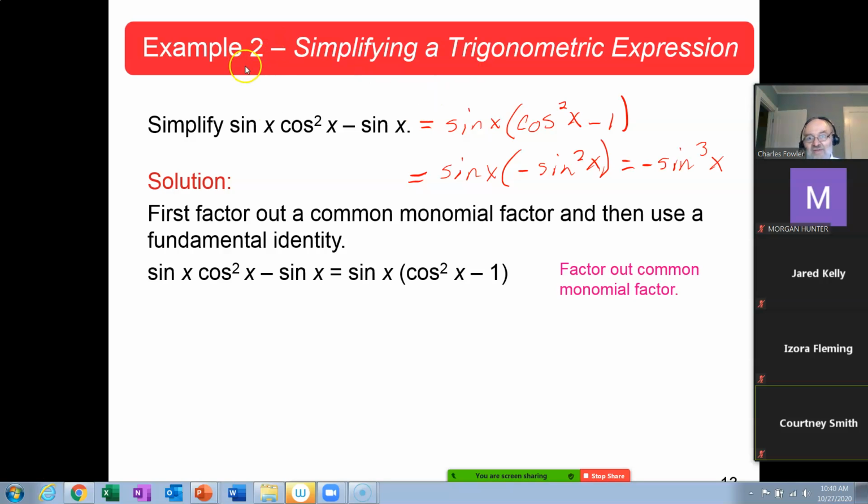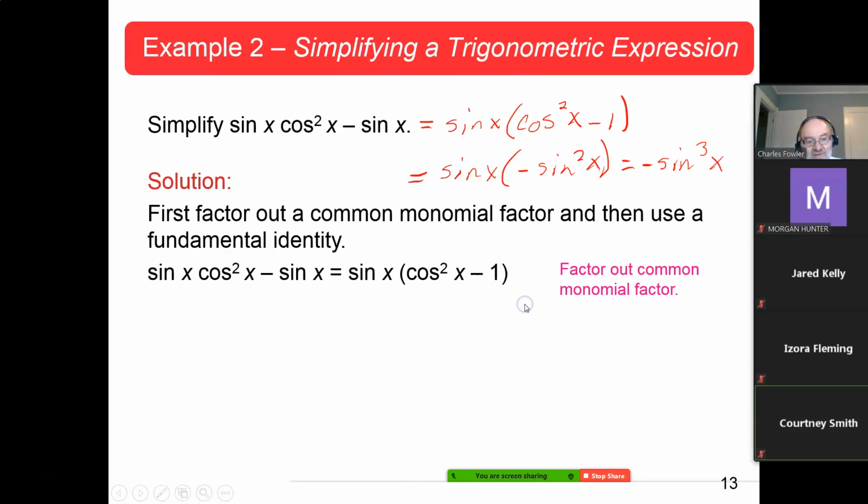The first thing you did was factor out the monomial factor, sine x, and that left you a cosine squared x minus 1. That looks a lot like, but not quite, a Pythagorean identity, because the Pythagorean identity would be 1 minus cosine squared. And this is cosine squared minus 1. So that's exactly the opposite of a sine squared. So it's a negative sine squared. So that becomes, I can't get it to advance, that becomes minus sine.